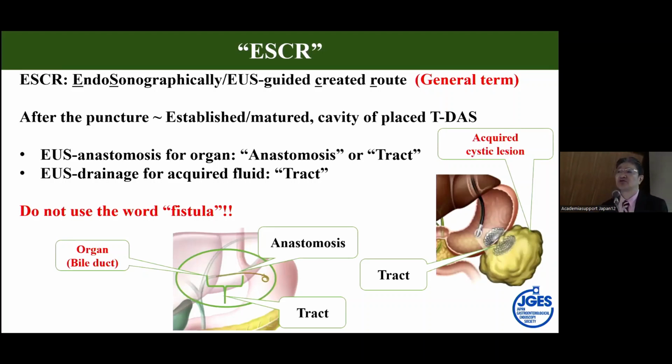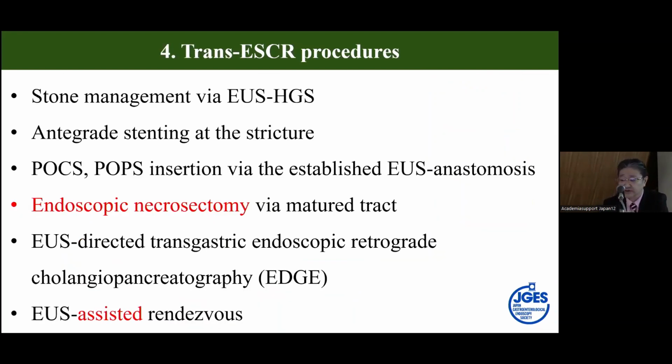Also, ESCR, a new word: endosonographically created route. It is a general term. The timing is after the puncture, once a matured route or cavity is established for the placement of TDAS. Sometimes we perform the procedure through the axial stent or the metallic stent. A very important thing is not to use the word fistula. Fistula is sometimes inconvenient for doctors or patients, but we created an anastomosis. So please use anastomosis or tract, and the general term ESCR. There are many trans-ESCR procedures. The most representative procedure is endoscopic necrosectomy via a mature tract. So it is a new category.